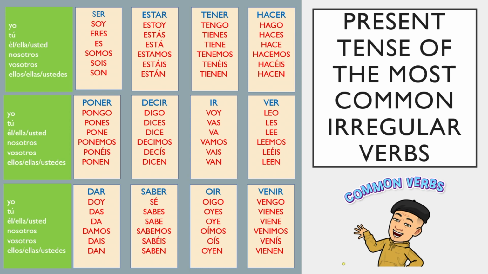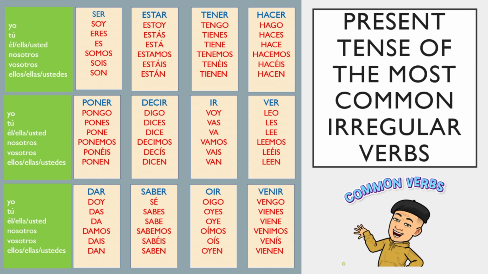As you can see on the left-hand side in the grid, we've got the persons, the people we're talking about, and then the verbs. So, ser means to be. If you want to say I am, you say yo soy, tú eres, él, ella, usted es, and so on. Estar also means to be. Do you remember the difference between ser and estar? Ser talks about permanent states. Estar talks about temporary states, right?